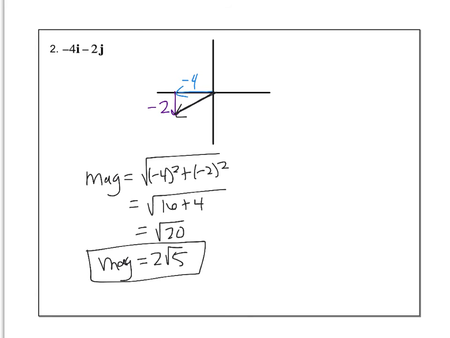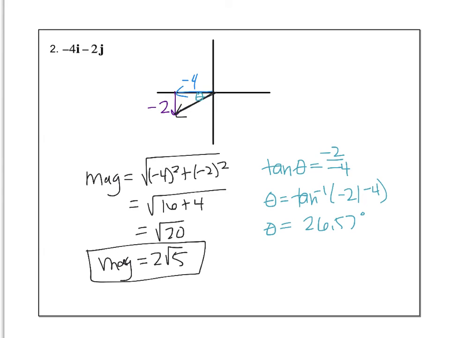And then we want to find the direction here. The direction is finding theta. It's again going to be tangent. Tangent of theta is equal to opposite -2 over adjacent -4. And we're going to do the inverse of that on my calculator. If you want to simplify it first, you can. I'm just typing it in. So it's the inverse of -2 divided by -4. You get 26.57 degrees. But here's the problem.